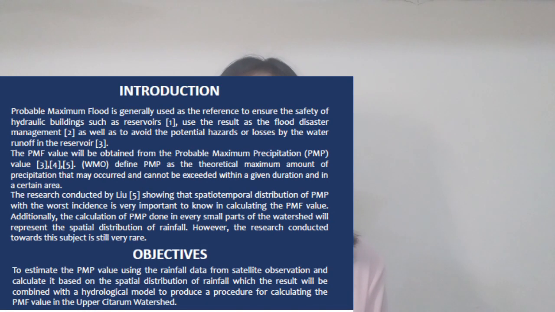The purpose of this research is to estimate the PMP value using rainfall data from satellite observation and calculate it based on the spatial distribution of rainfall. The result will be combined with hydrological models to produce the procedure for calculating the PMF value in the Upper Citarum watershed. The data will be shown below.